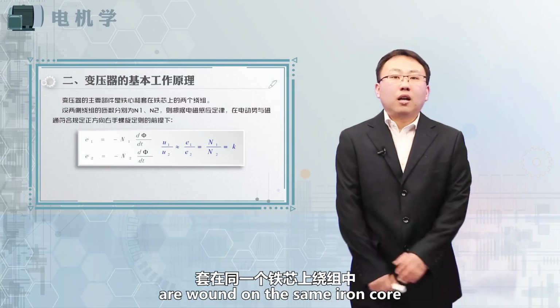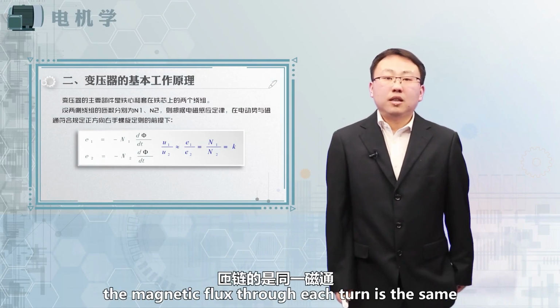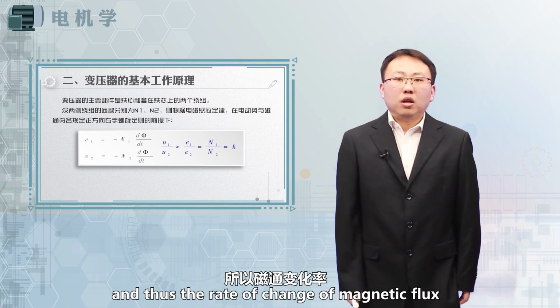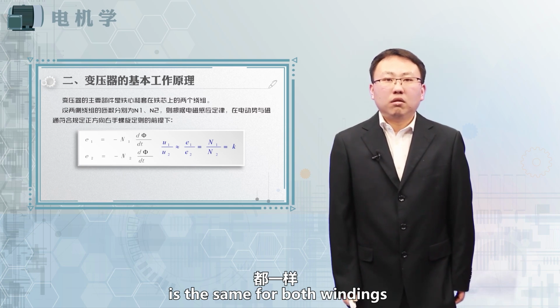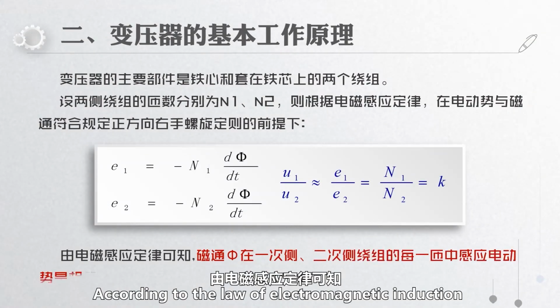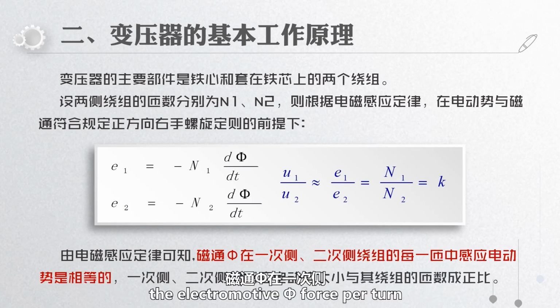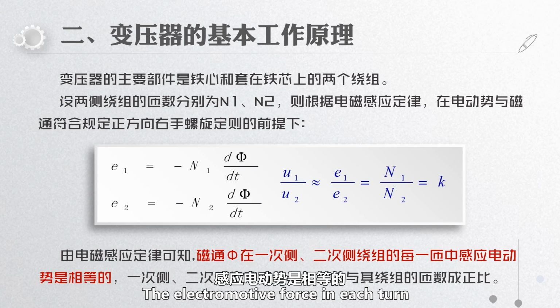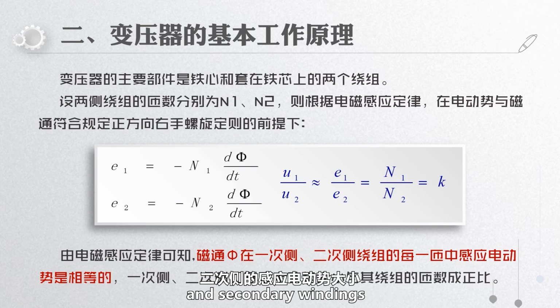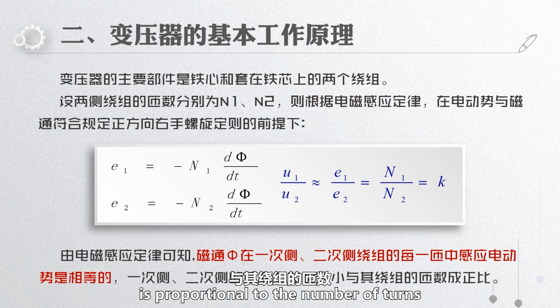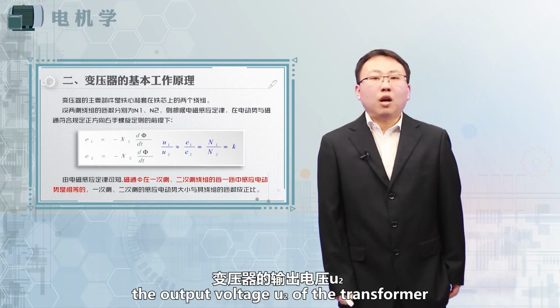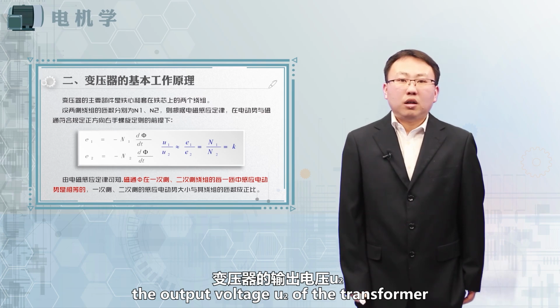Since the two windings are wound on the same iron core, the magnetic flux through each turn is the same, and thus the rate of change of magnetic flux is the same for both windings. According to the law of electromagnetic induction, the electromotive force per turn is the same for both the primary and secondary windings. The electromotive force in the primary and secondary windings is proportional to the number of turns. By extracting the induced electromotive force E2, we obtain the output voltage U2 of the transformer.